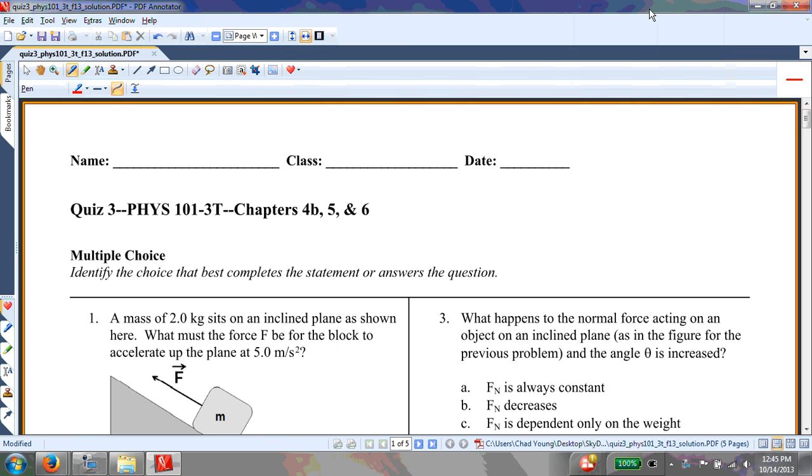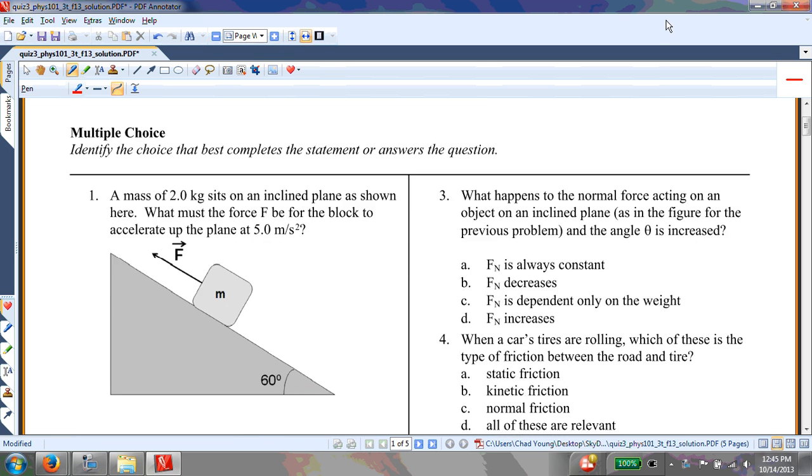All right, this is quiz number 3 for Physics 101, 3T. Chapters: the second part of chapter 4, that includes inclined planes and friction, and chapters 5 and 6. Our first is an inclined plane. I have a mass of 2 kilograms. It's on an inclined plane as shown here.